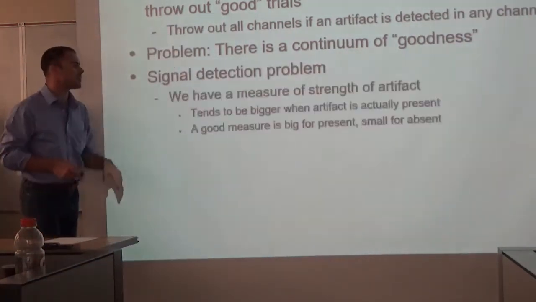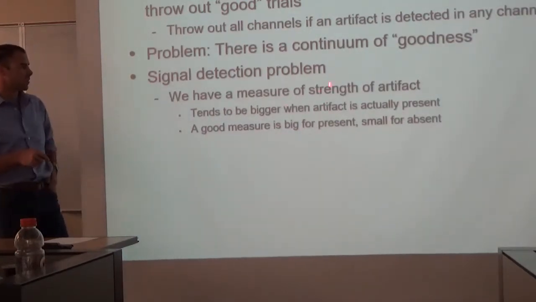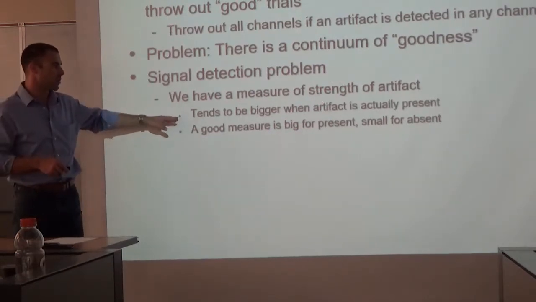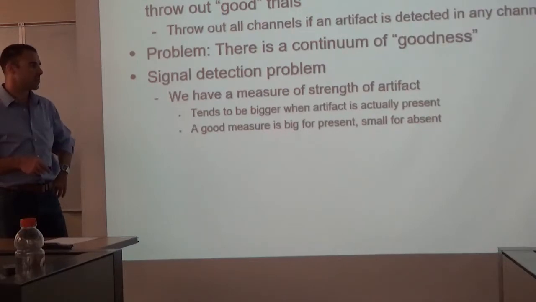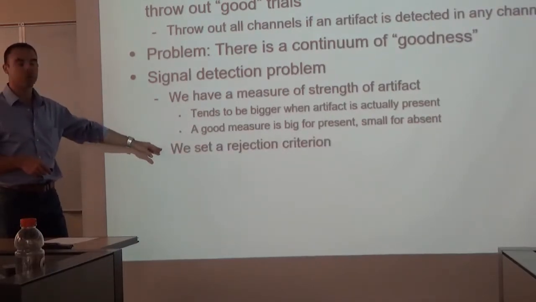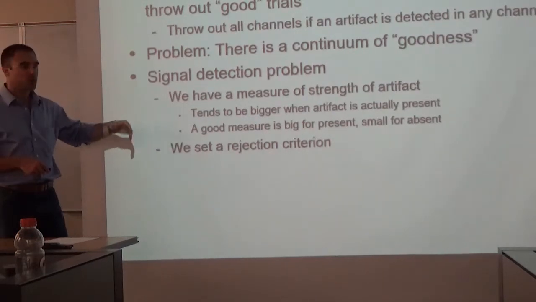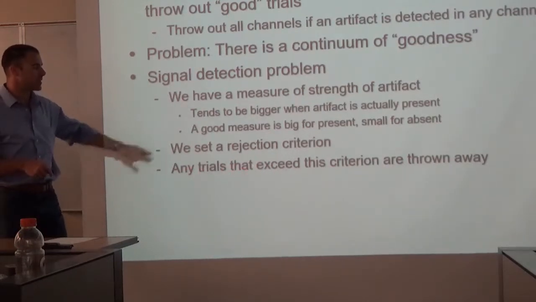And then we also have the issue of detecting the signal as well, okay? So when we have to measure that, the artifact tends to be bigger when the artifact is present, and so we want that to be big when it's present, small when it's absent. In order to do that, we set a criterion by which we reject it. So this is a little introduction. And so anytime a trial might exceed that criterion.